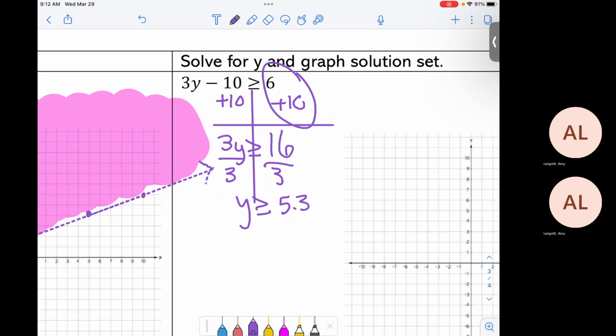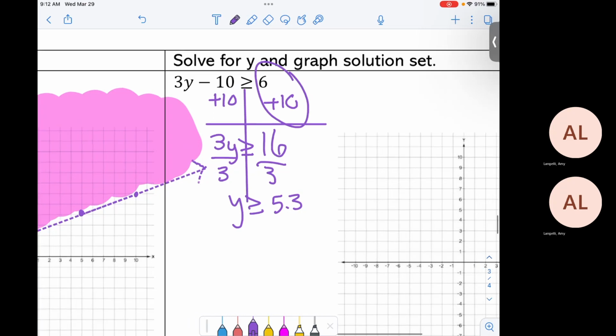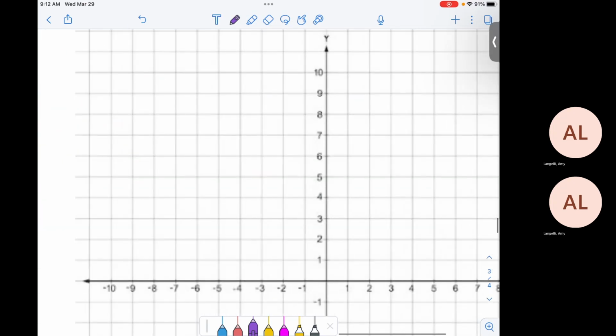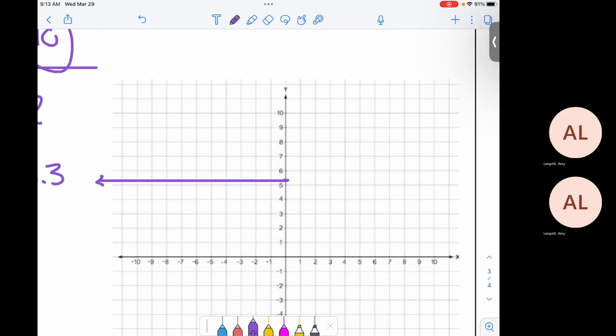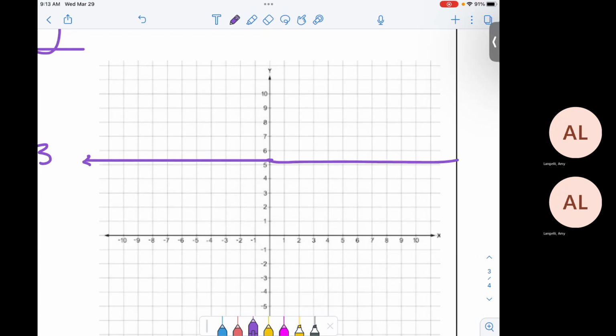Solid or broken line? Solid. Now, here's the question. Which way does it go? Right. It is a tricky one, horizontal line. So you go to your y-axis where 5.3 exists. So like here, you make it a solid line. That's tricky. A lot of people want to say it's up and down because it's y. That just tells you to go to your y-axis.